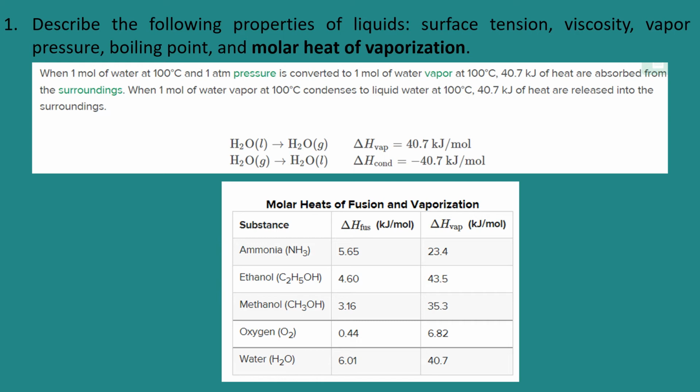So on the picture at the lower part of the slide, it contains other substances and their heat of vaporization and heat of fusion. So for melting naman yun. So usually for molar heat of vaporization, we will use the values for change in vaporization for problem solving processes.